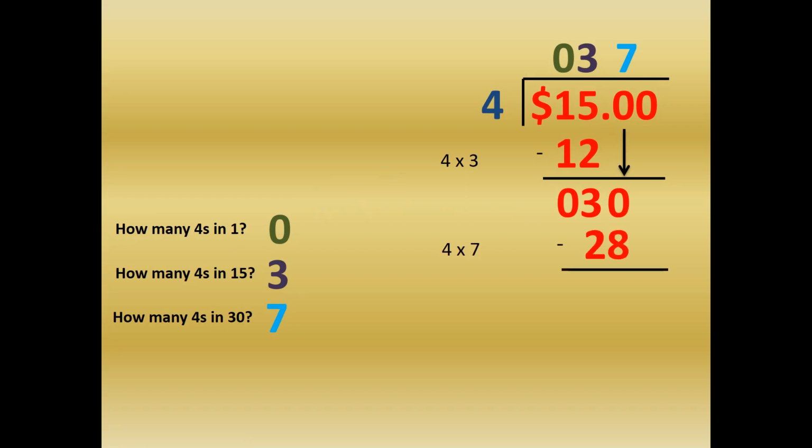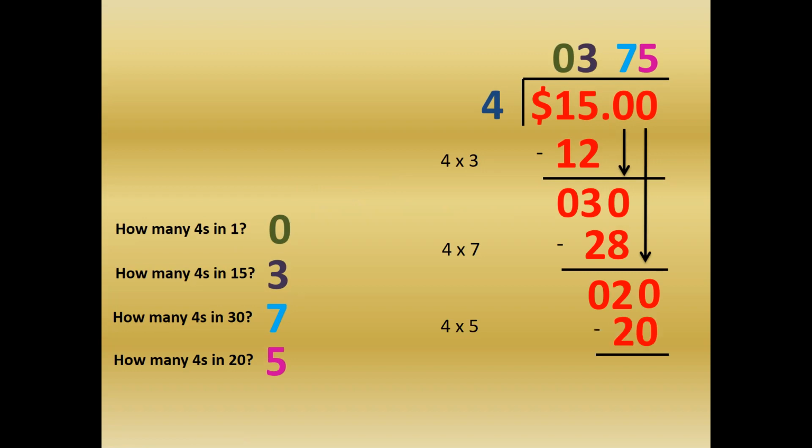Then we have to subtract 30 minus 28, which is equal to 2. Take down our last 0. So how many 4s go into 20? 5. So we put a 5 above the last 0. 4 times 5 is equal to 20. Then we have to subtract the 2. So 20 minus 20 is equal to 0. So we have no remainders.